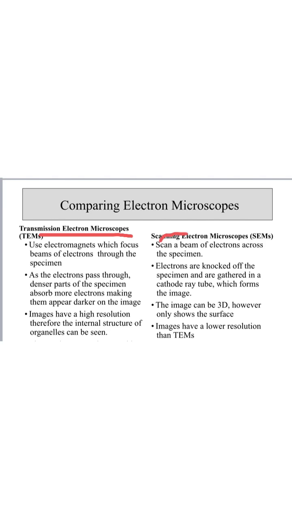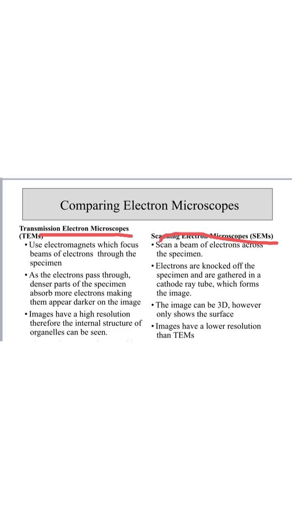The second type of electron microscope is an SEM, or a scanning electron microscope. Rather than firing a beam of electrons through the specimen, it allows, like the name suggests, the electrons to pass over in a beam. Now, what that does is when the electrons hit the specimen, they will actually knock electrons off the specimen itself. These are then gathered in something called a cathode ray tube that then forms the image.